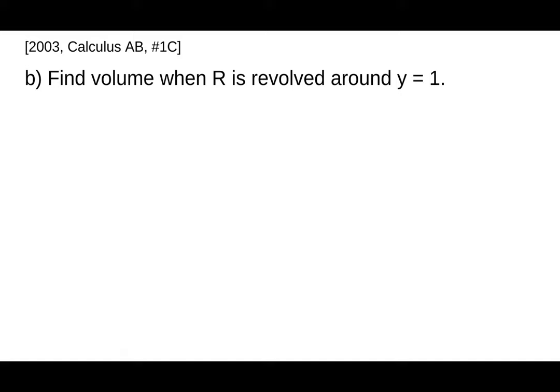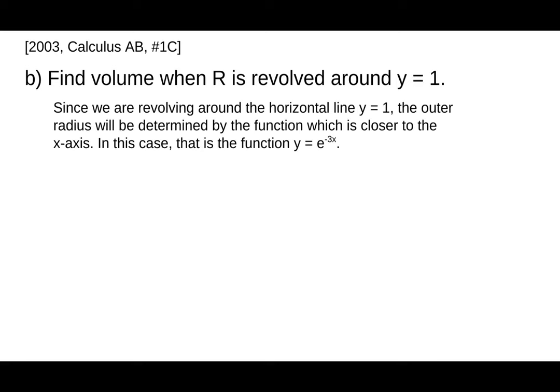In part B of the question, we are asked to find the volume of R when R is revolved around the line y equals 1. Now, since we're revolving around the horizontal line y equals 1, the outer radius of this solid will be determined by the function which is closer to the x-axis, which means it's going to be further from the line y equals 1.